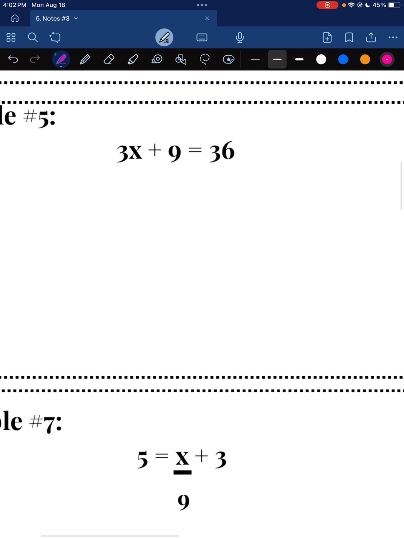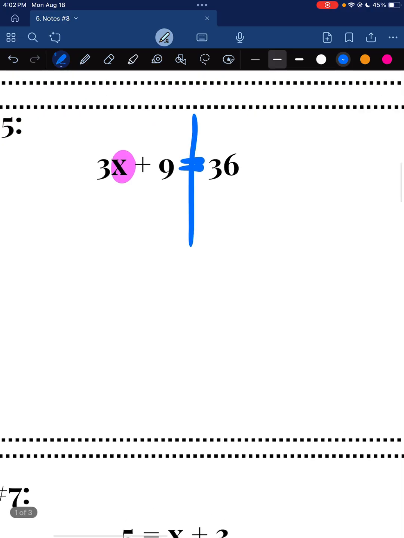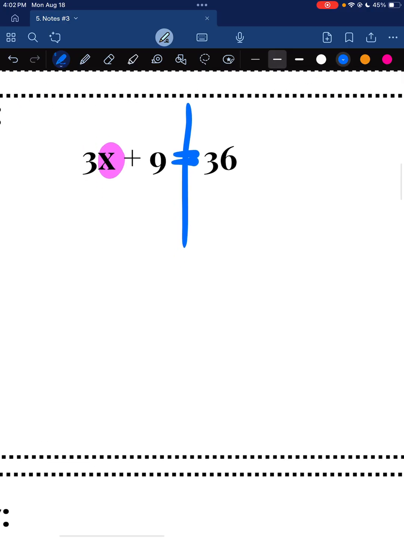Okay, number 5. So now we're going to see problems that have more than one step. So we still are trying to get x by itself. So in this one, we want to get rid of the 3 and the 9. So the way that you know which one goes first, this is where PEMDAS backwards comes in. And you're going to hear me say this very often. Do addition and subtraction first. So here we have plus 9. So the opposite would be minus 9.